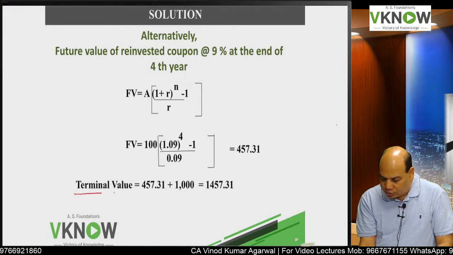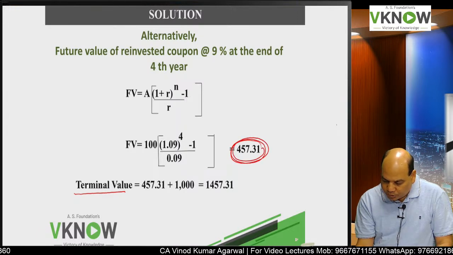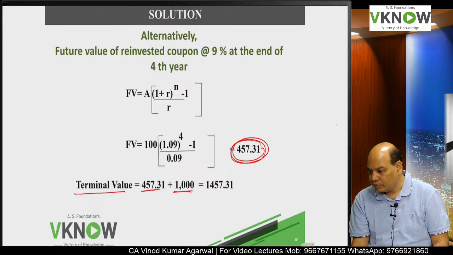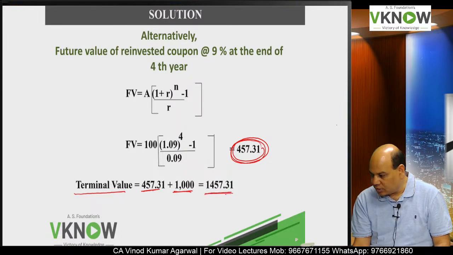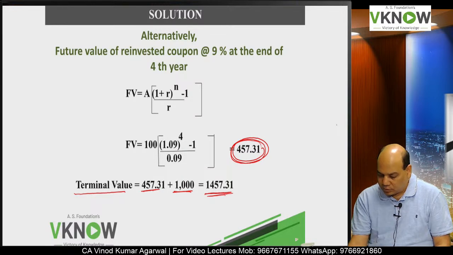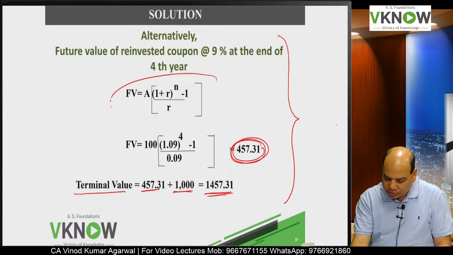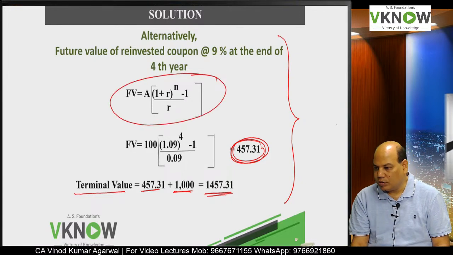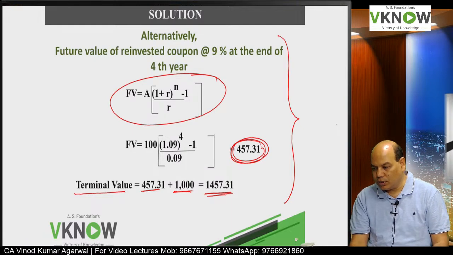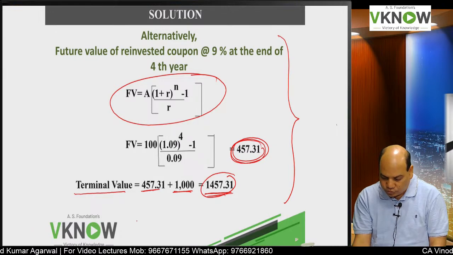So terminal value will be the future value of all coupons plus the redemption value 1000. So you will get the same answer, 1457.31. This method is very fast, but you have to remember this formula, the formula of future value of an annuity. Now you will understand what I have to do.